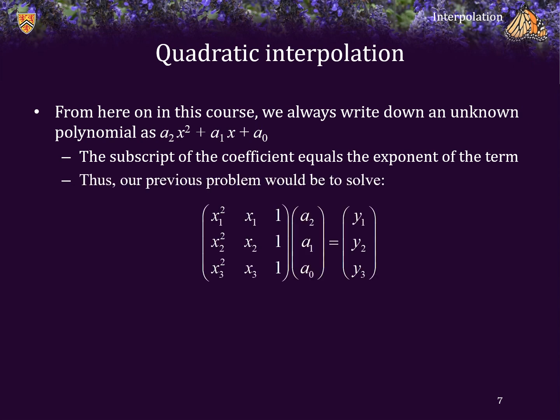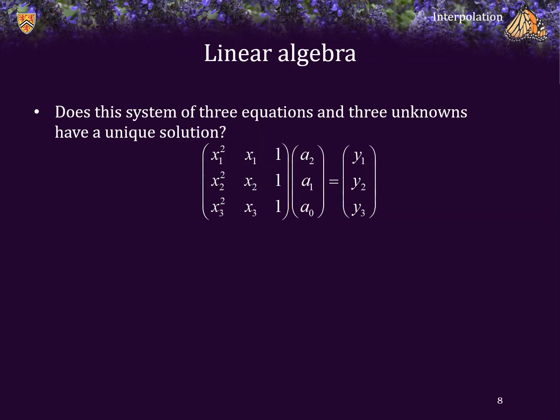Thus, if we were to represent our previous problem in light of this representation, we would be solving this system of linear equations. Now, does this system of 3 equations in 3 unknowns have a unique solution?